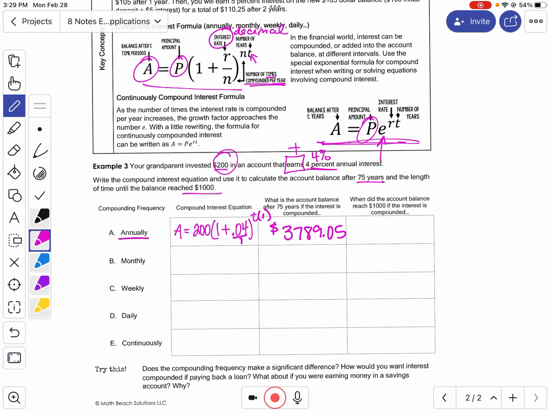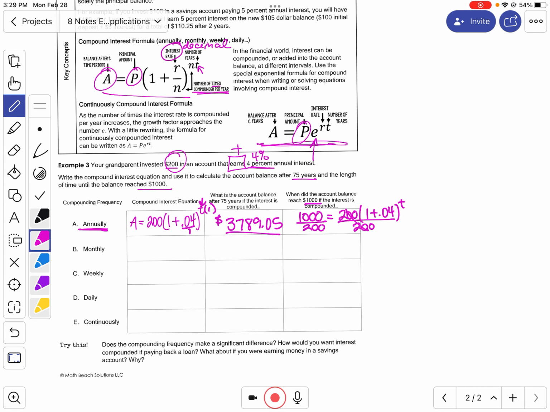Okay, so it says, when did the account balance reach $1,000 if the interest is compounded annually? So this time I'm given A. It's still 0.04 because it's 1. And then we're looking for t. We plugged in 75 for our time for the previous piece. So we're going to divide by 200.